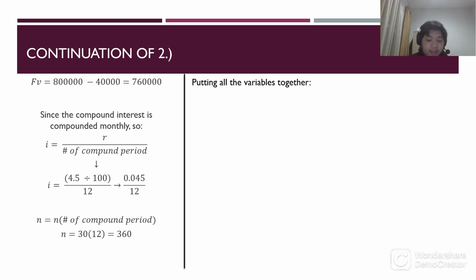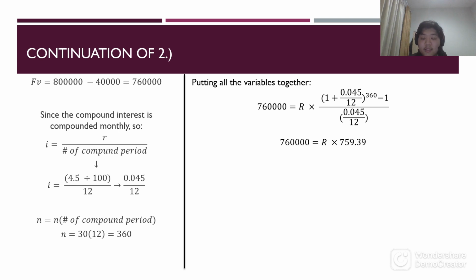Now, since we already have all the variables together, we can simply find the payment that they need to make, which is R. Putting the variables together, that will give us 760,000 is equal to R times (1 plus 0.045 over 12) to the power of 360, minus 1, divided by 0.045 over 12. We can simplify the equation, and that will give us an R of 1000.81 to two decimal places.